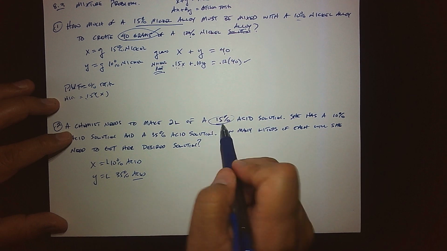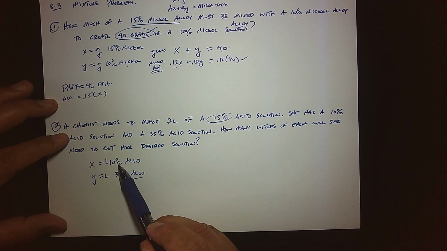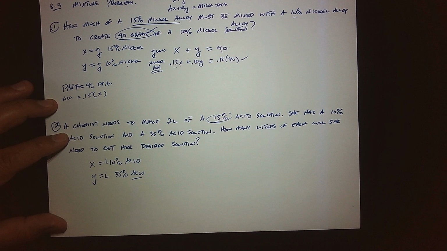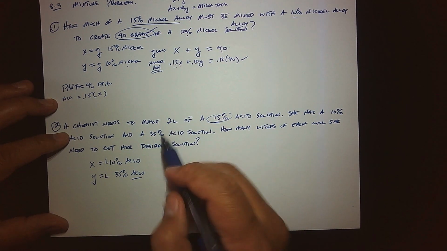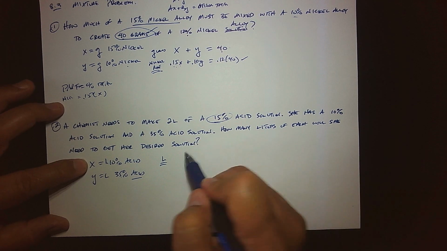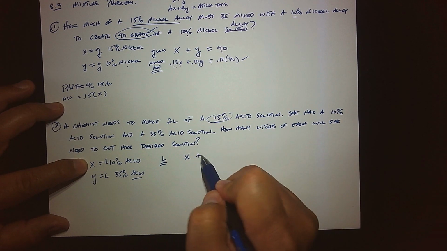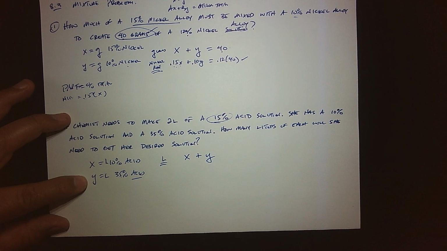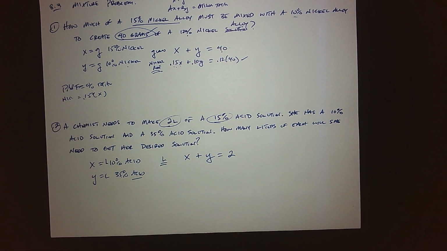And together we want a 15%, so we're probably going to need more of the 10 than we do the 35. So what are our equations? Well, let's talk about the total amount of liters that we have. I have an x amount of 10%. I'm going to add to it a y amount of 35%. And what that equals is the total liters that I want when I'm done. So that's a mixture of acid, probably water, whatever else.